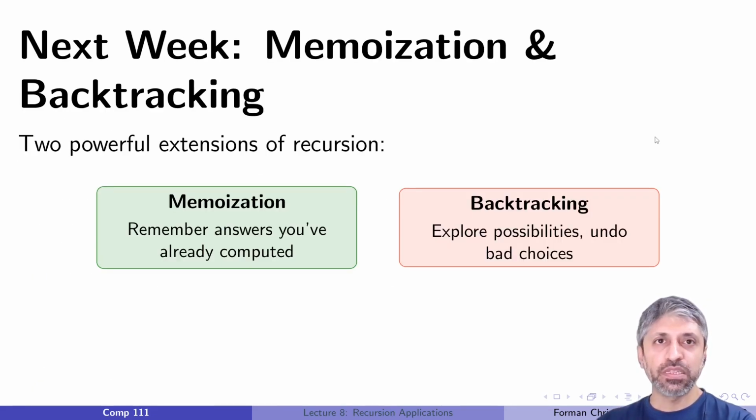Next week, we'll be covering 2 powerful extensions of recursion: memoization and backtracking. Memoization is essentially remembering answers that we have already computed so that you don't have to redo the work. It makes, for example, Fibonacci almost instant. And backtracking is about exploring possibilities and undoing bad choices. It solves mazes, Sudoku puzzles, and n-queens problems.